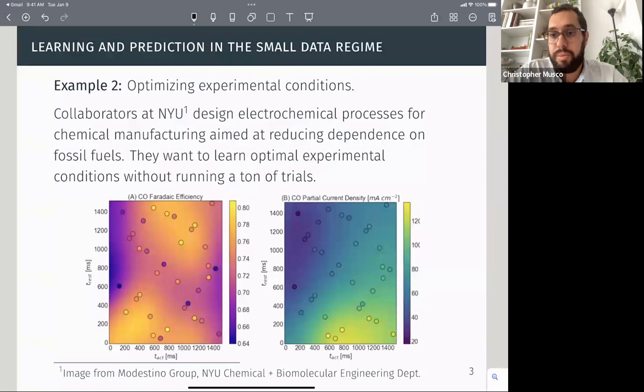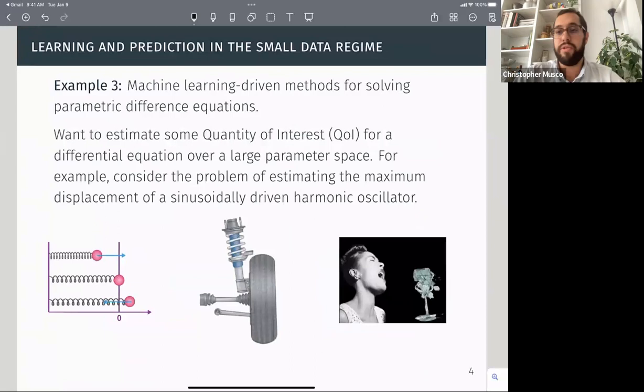One thing they could try to do is try all different choices of parameters and see how they did, or they could try to use a machine learning model to efficiently learn the trade-off between the parameters they choose and the efficiency of the chemical process that they're trying to optimize. So there, collecting samples is expensive because each sample corresponds to a set of reaction conditions, which requires a physical experiment.